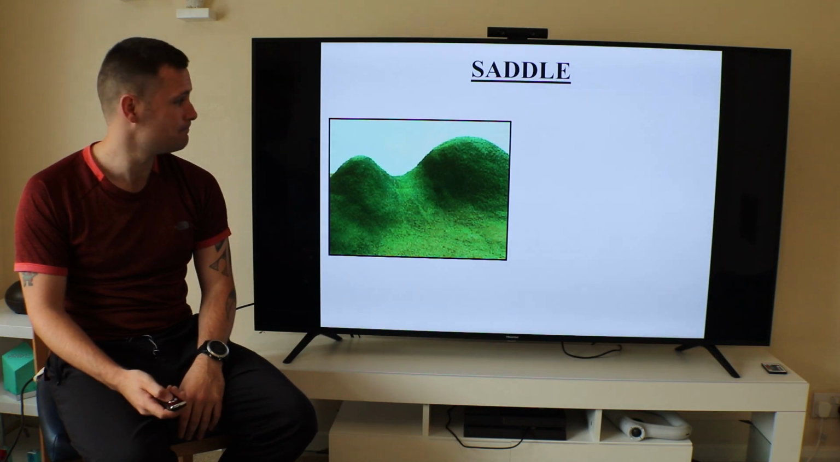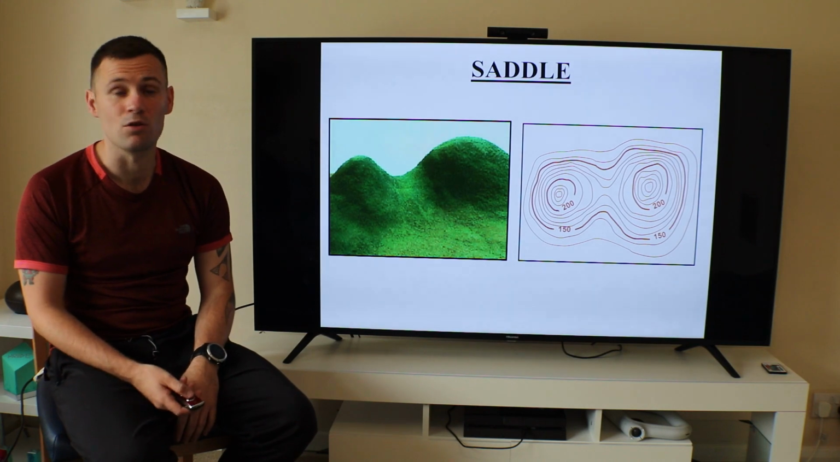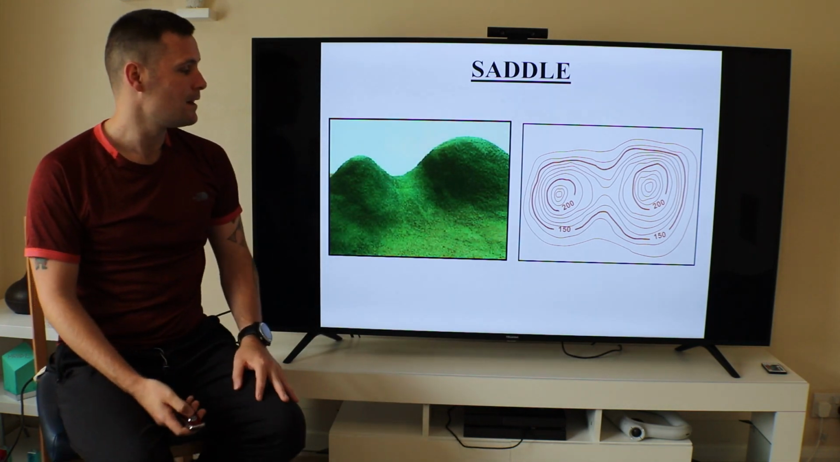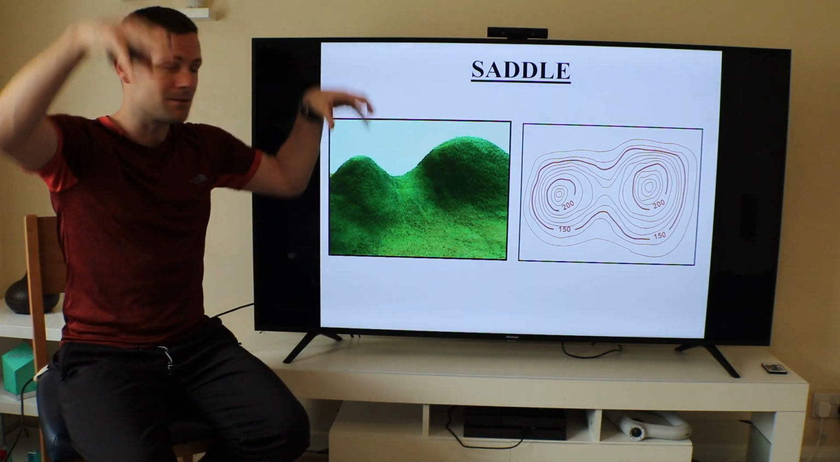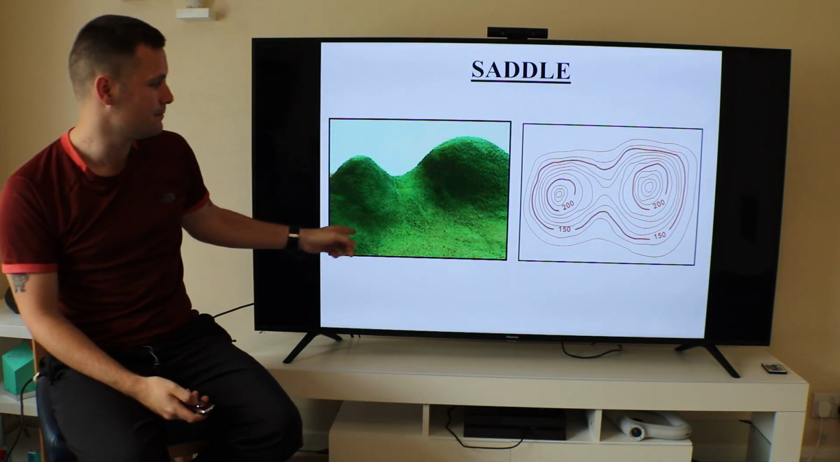A saddle. All this is, just imagine a saddle on a horse that you sit on in between, and there's two hills in front of you. All it is, is low ground to high ground, it plateaus out in the middle, back to high ground again. Two high grounds and a bit of low ground in the middle, as you can see there.